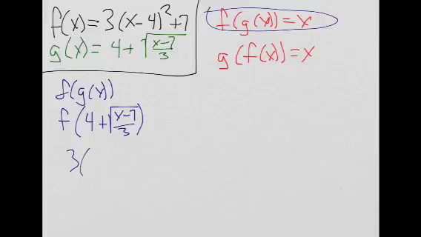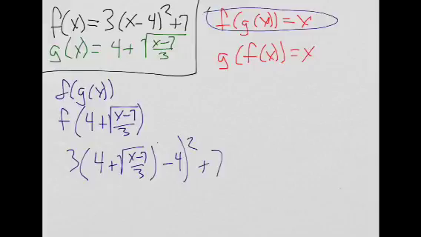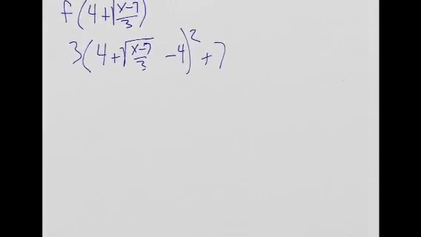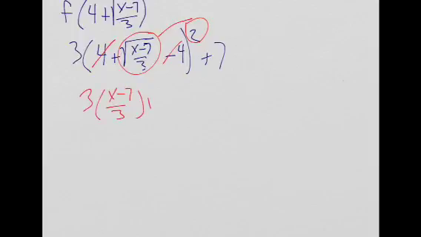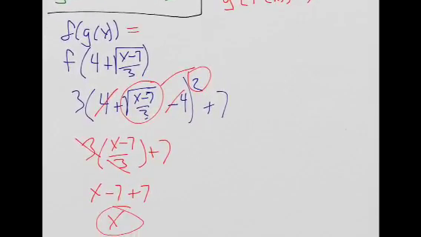And that's going to be 3 times (4 plus the square root of (x minus 7) over 3 minus 4) squared plus 7. Yeesh. So let's work this out. It's not as bad as it looks. Because we have a plus 4 minus 4, those are going to cancel out. So we have here a square root squared, so that again will cancel out. So I'm going to get 3 times (x minus 7) over 3 plus 7. And oh look, 3 divided by 3 cancels out. So I get x minus 7 plus 7. So I get x, and that's what I wanted. So f of g of x equals x.